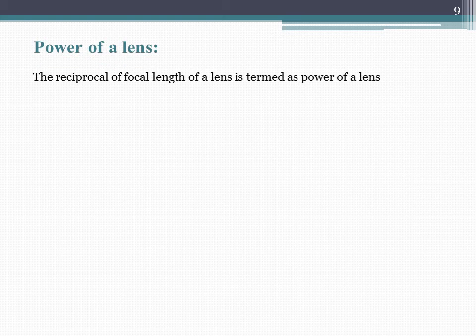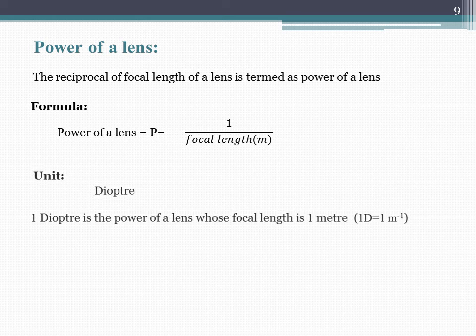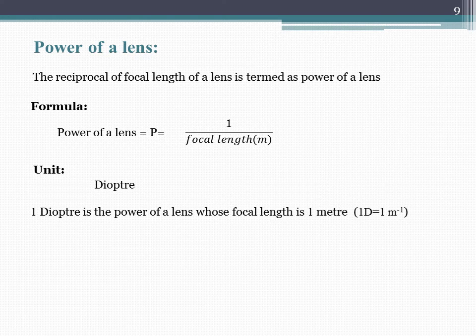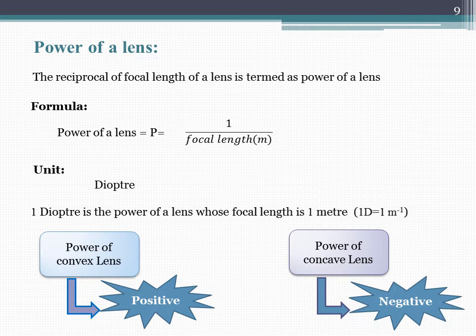Power of a lens is the reciprocal of the focal length of a lens. It is denoted by capital P and is given as 1 divided by focal length. The unit of power of a lens is known as diopter, and 1 diopter is the power of a lens whose focal length is 1 meter. The power of a convex lens is positive, while the power of a concave lens is negative.